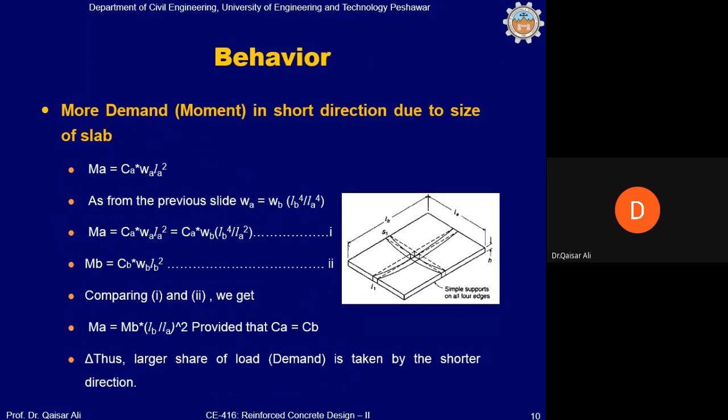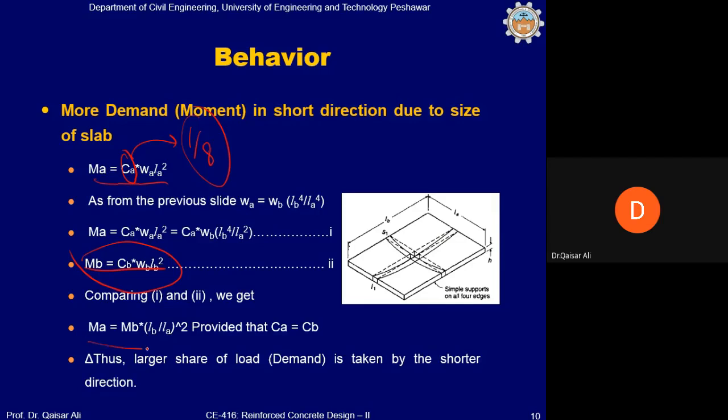Similarly, we represent this in terms of moments. So these are the moment coefficient values. For example, for a simply supported span, you know it is 1/8, if it is a one-way slab system. If it is a two-way slab system, of course it will be less than 1/8, because some of the moment will be transferred also along the longer direction.